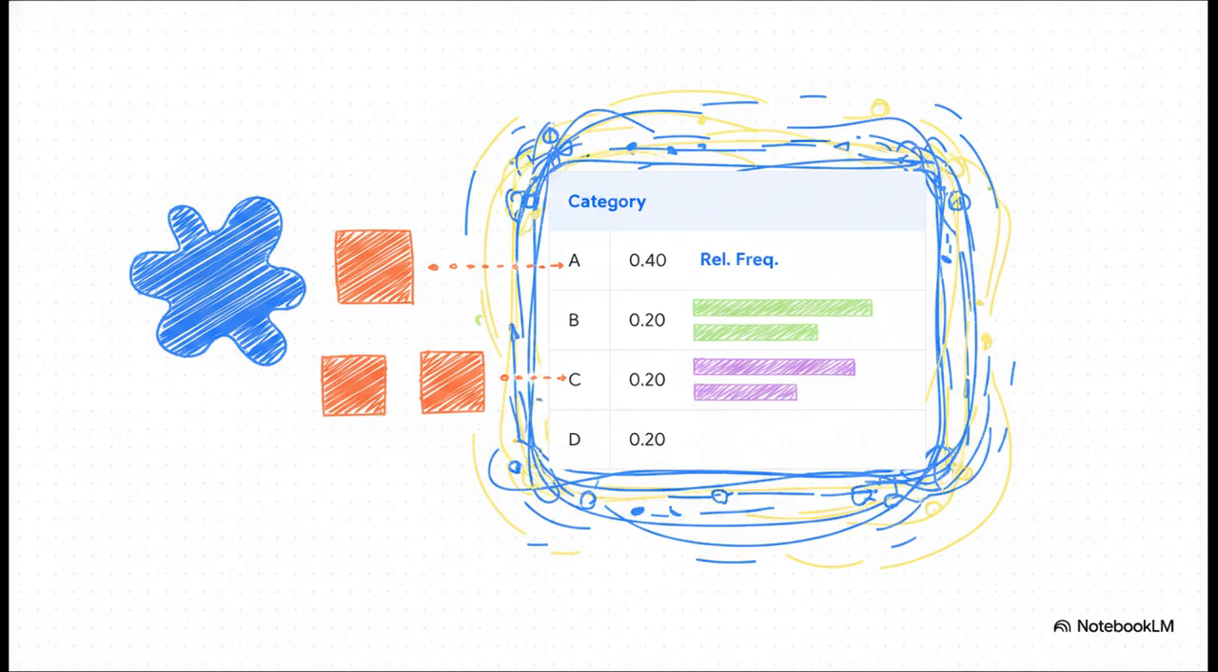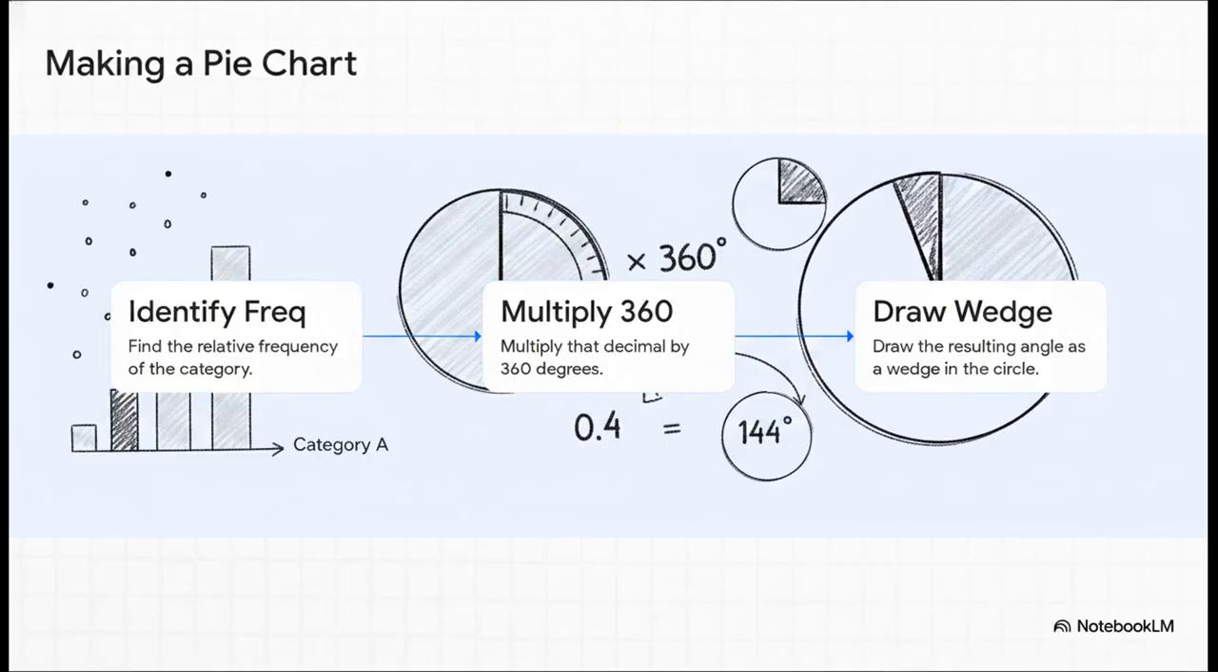Let's process this. Here is the exact magical process to transform that text into a chart. Pehle step mein, we identify the relative frequency. Let's take category A, which is 0.4. Dusre step mein, we multiply that exact decimal by 360 simply because a full circle has 360 degrees. 0.4 multiplied by 360 gives us exactly 144 degrees. And the final step? We just draw that resulting 144-degree angle as a bright wedge inside our circle.